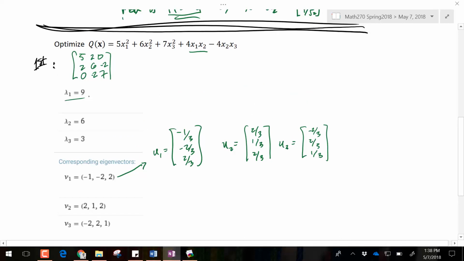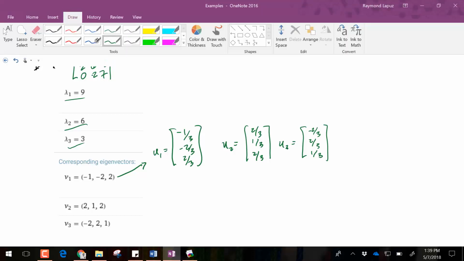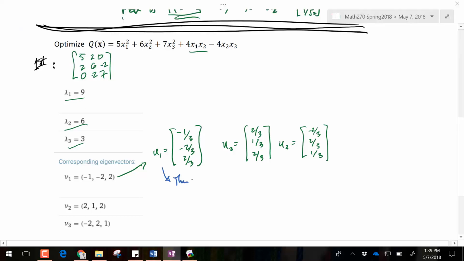And so if you keep the subscripts straight, we have the corresponding value for putting this U1 into the quadratic form. All right, so what they're saying is that Theorem 6 says that the quadratic form evaluated at the vector U1 is going to be equal to 9, which is the maximum.